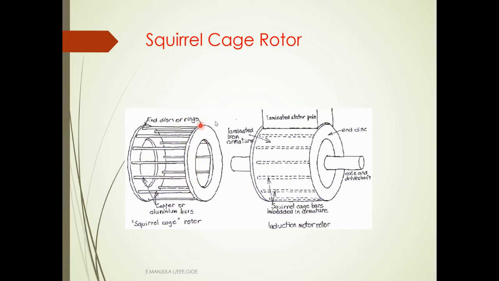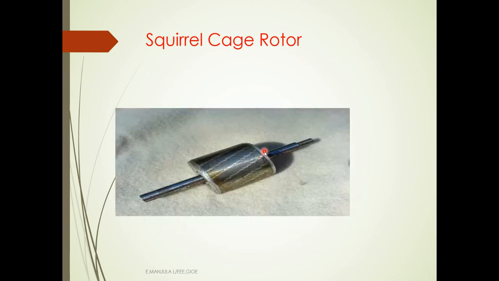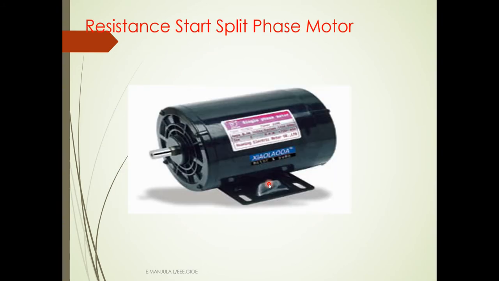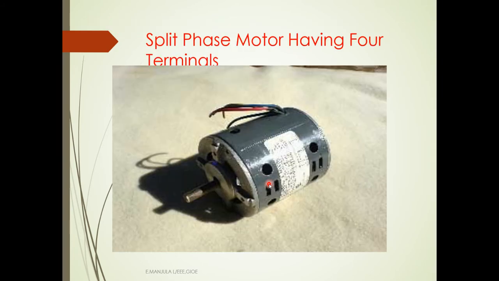We already discussed that the rotor available in a single phase induction motor is a squirrel cage. So this is the motor, and this is the rotor. You can see the picture also, and observe the screen, how nicely it is visible. So this is a resistance start split phase motor. The split phase motor has 4 terminals.